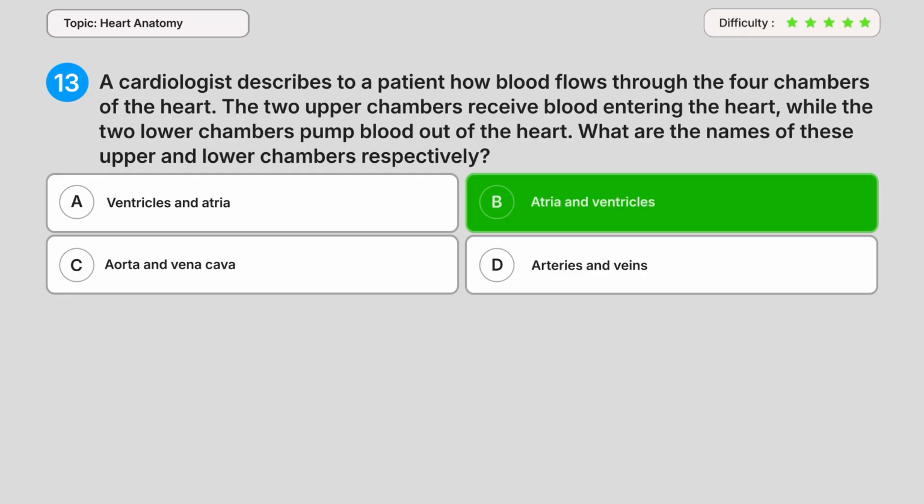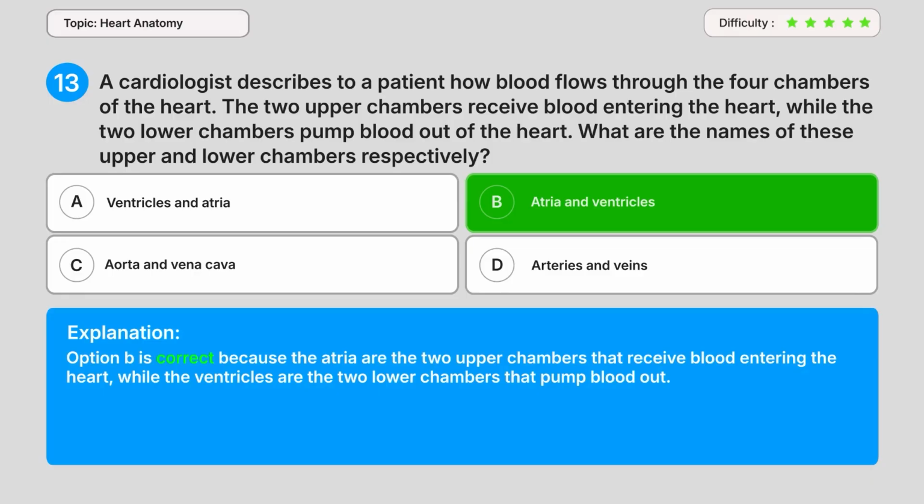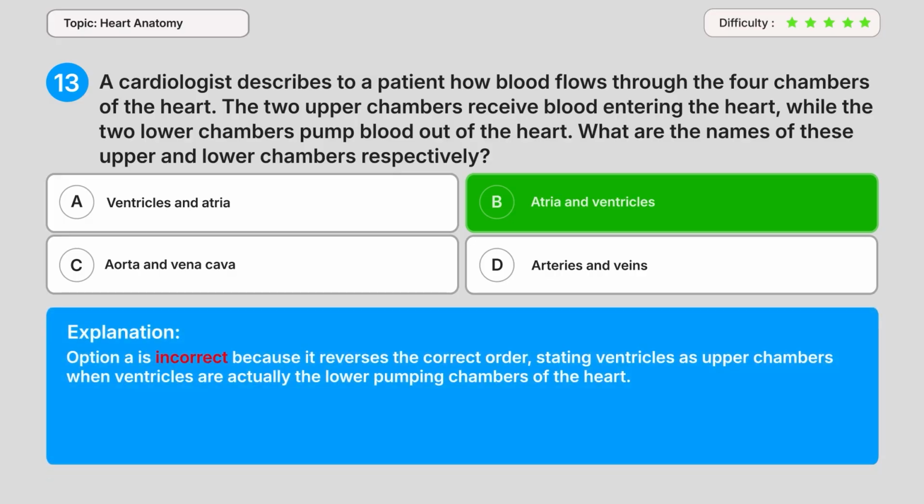Correct answer, B. Atria and ventricles. Explanation: option B is correct because the atria are the 2 upper chambers that receive blood entering the heart, while the ventricles are the 2 lower chambers that pump blood out. Option A is incorrect because it reverses the correct order, stating ventricles as upper chambers when ventricles are actually the lower pumping chambers of the heart.